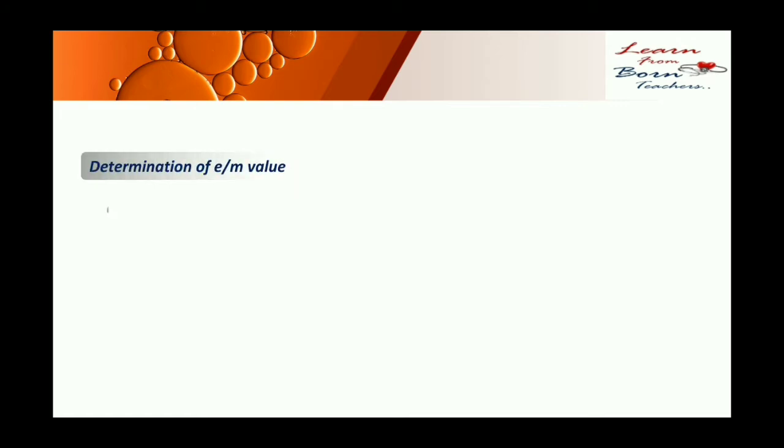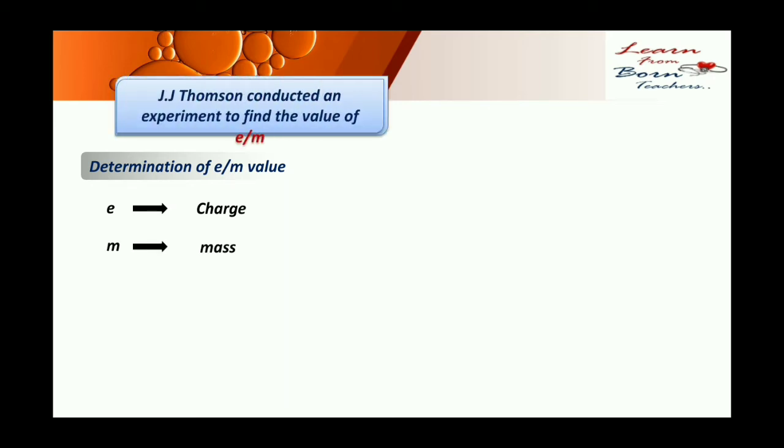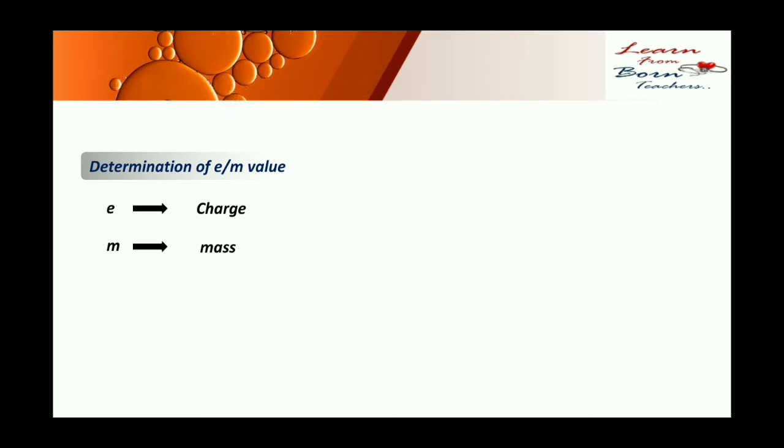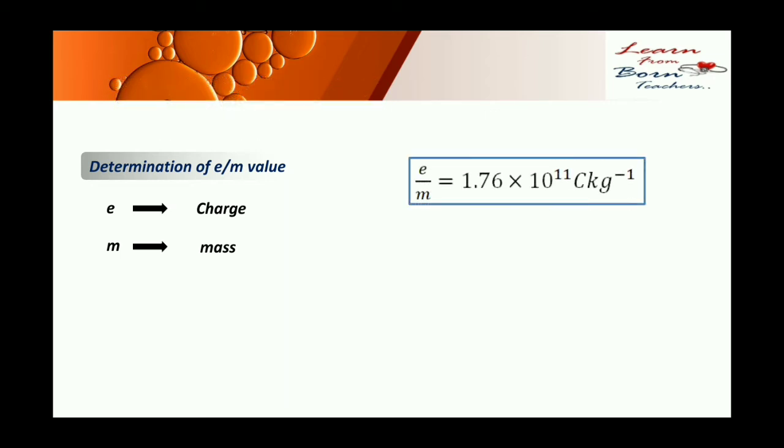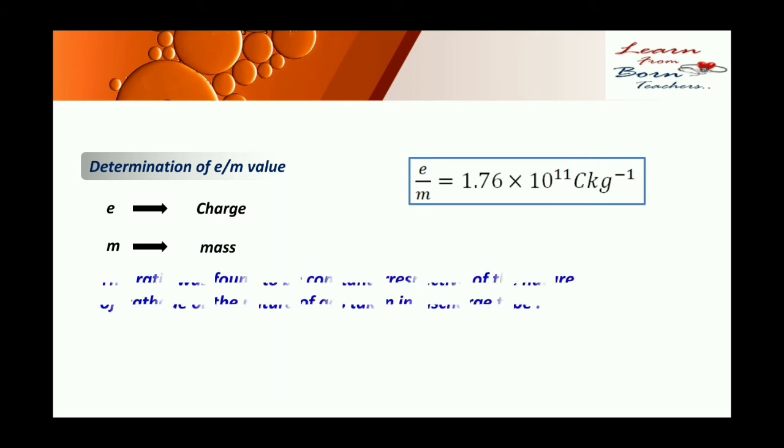Determination of e/m value. e is the charge, m is the mass. J.J. Thomson conducted an experiment to find out the value of e/m. He got the e/m value as 1.76 × 10^11 coulomb per kilogram.